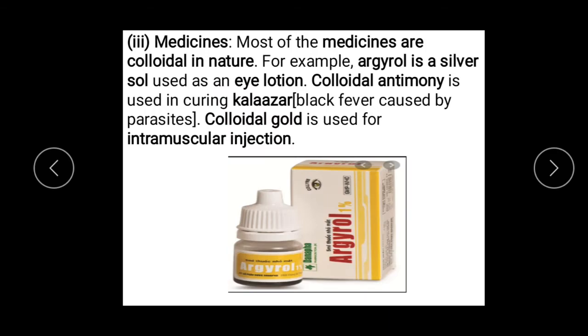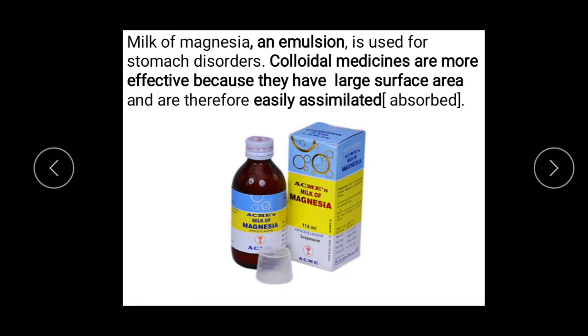Now you have to remember medicines. Medicines are colloidal in nature. For example, argyrol is a silver sol used as an eye lotion. Colloidal antimony is used in treating kala azar. Colloidal gold is used in intramuscular injections. Another medicine is milk of magnesia, which is an emulsion.